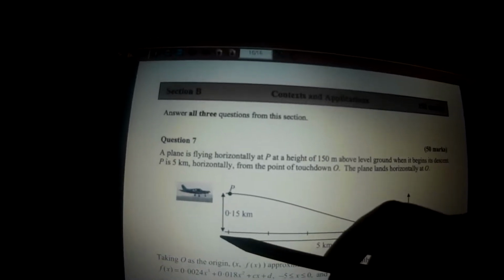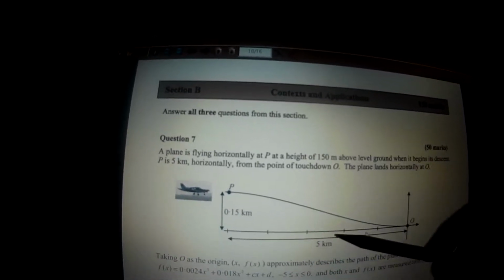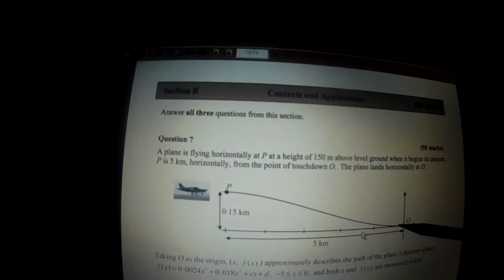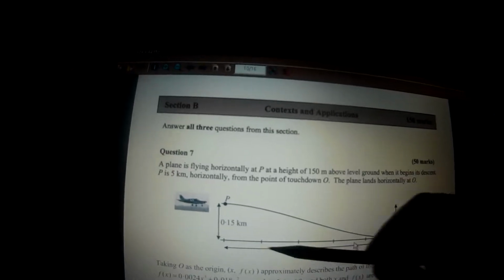So it's going. It's currently, if it's here, at -5 using a regular x and y coordinate system. So you have to interpret that. So it begins its descent. So it's 5 kilometers horizontally from the point of touchdown. So the point, using x and y coordinates, is -5 for x, and the y value is up 0.15, making sure that everything is in kilometers.